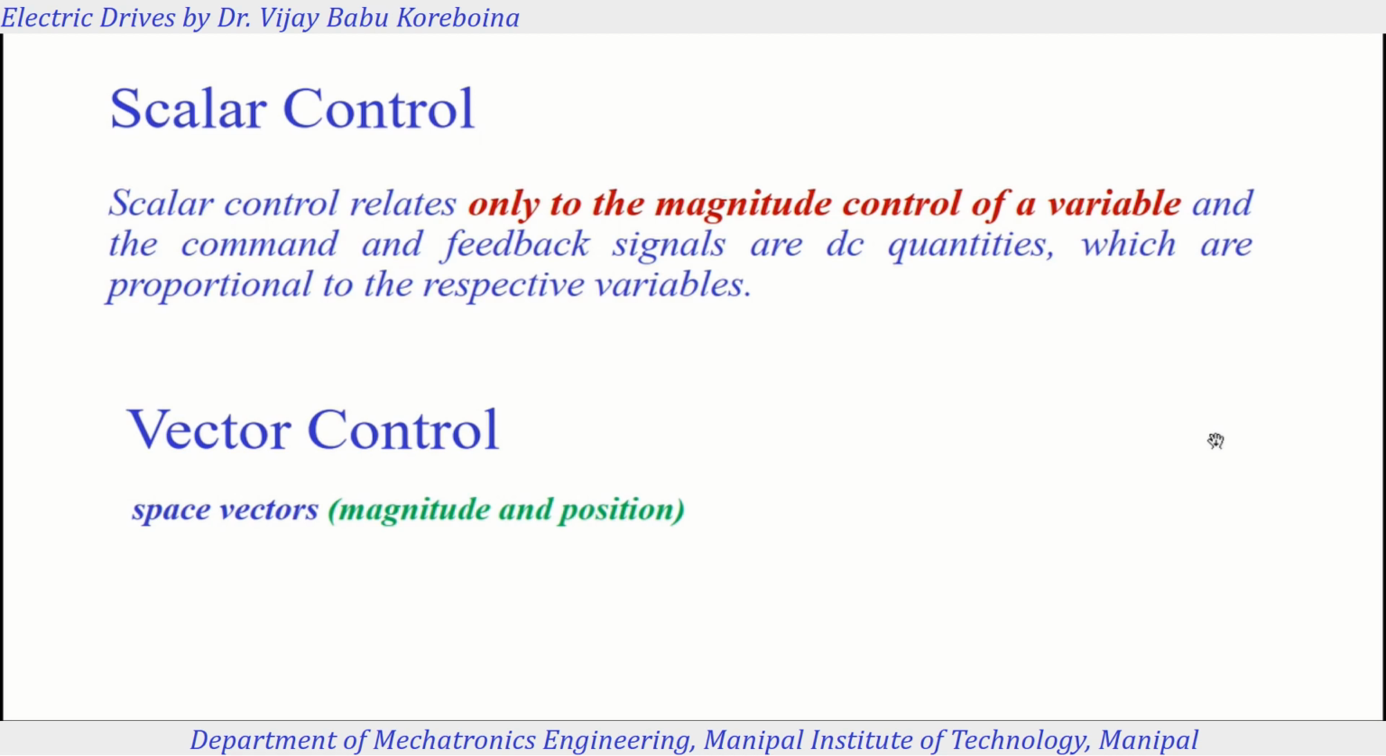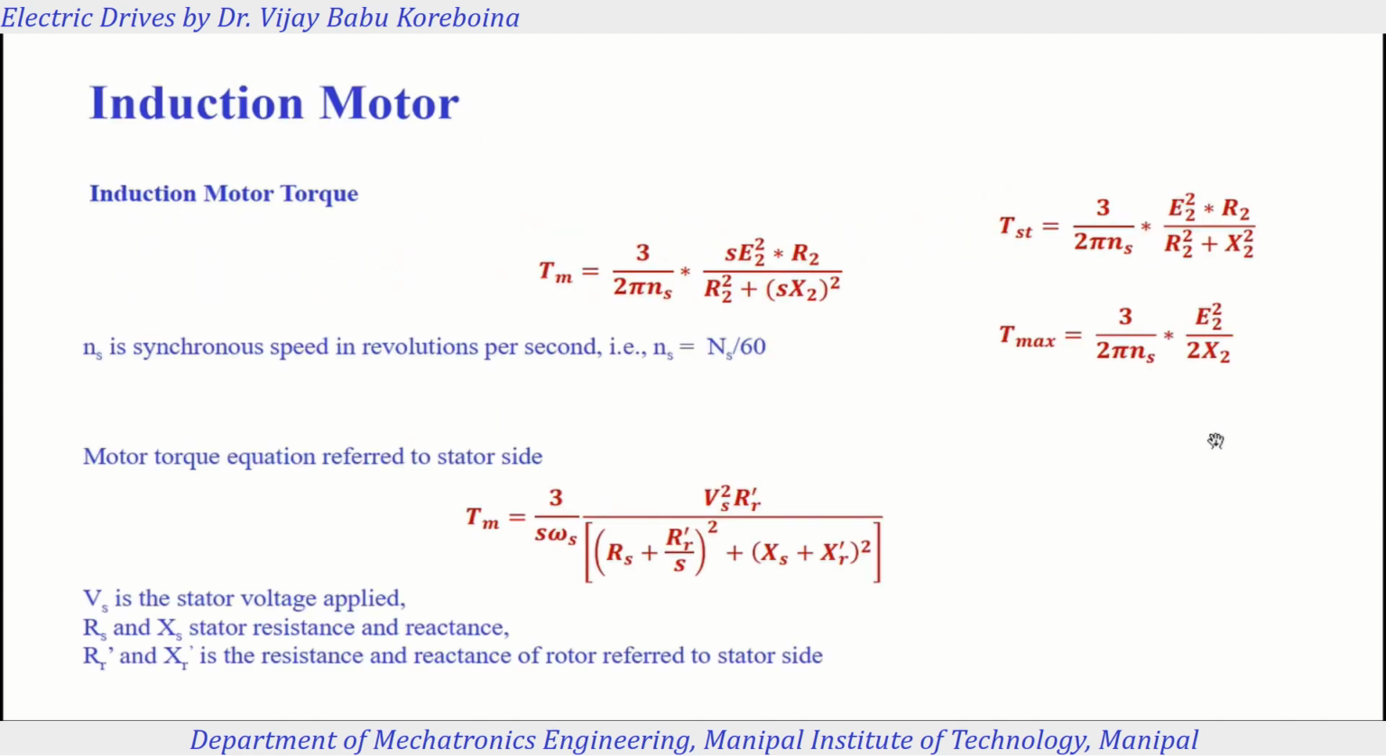Now let us go to scalar control only for a while and understand a little bit of that. We have discussed in our class the induction motor basic torque equation. We can see it on the screen. The torque is proportional to slip as well as the square of the applied voltage, and inversely proportional to the synchronous speed, and all that we have already discussed in the class.